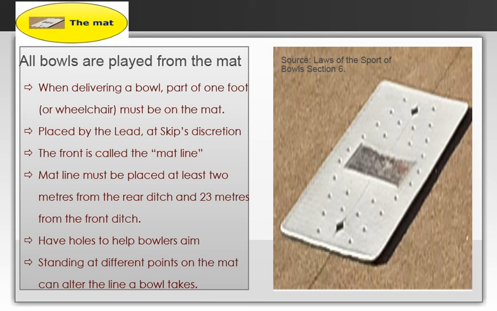When delivering a bowl, part of one foot or wheelchair wheel must be on the mat. The mat is placed by the lead at the discretion of the skip. The front of the mat is called the mat line.